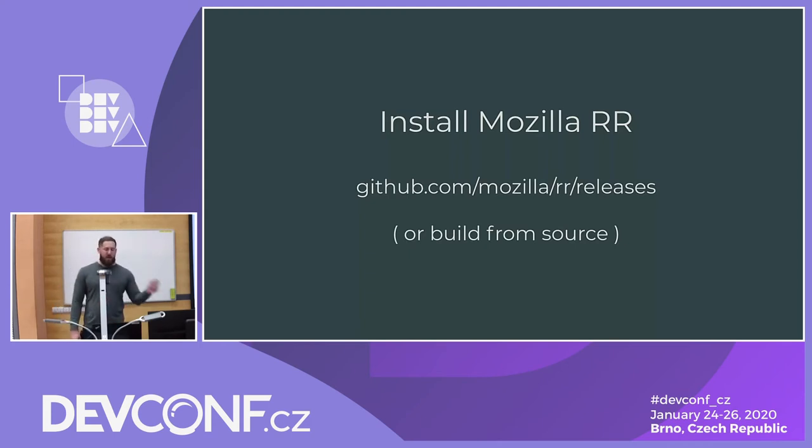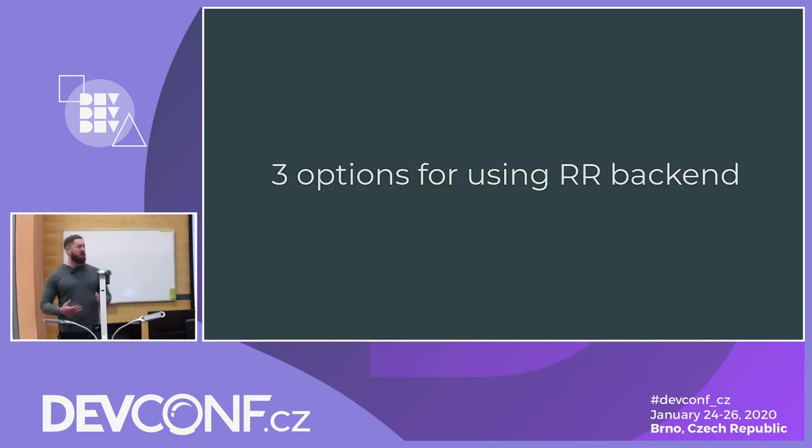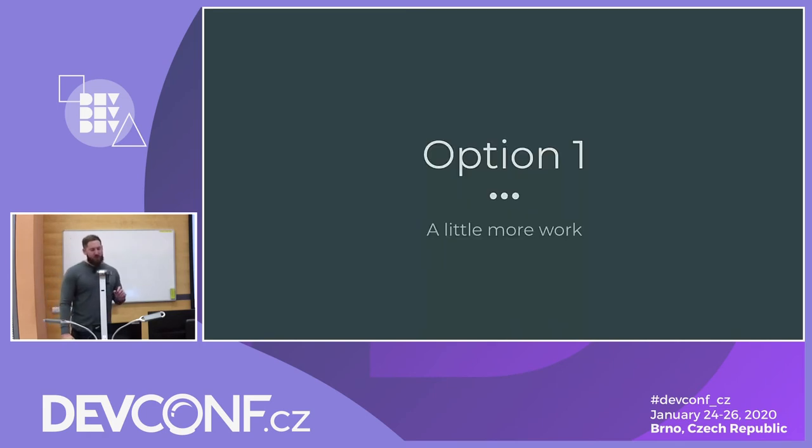And then once you have it installed, we have three different options for using the RR backend through Delve. I'll go through each of them in a little bit of detail, and then I'll do a little bit of demoing. So option one requires a little bit more setup work. It's a little bit more manual, and I'll run through it in the demo. But it can be one of the more flexible options for doing this.